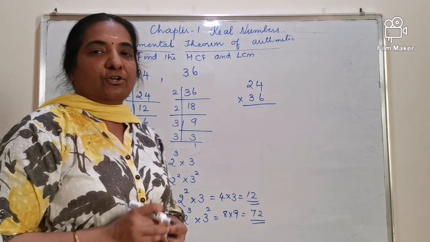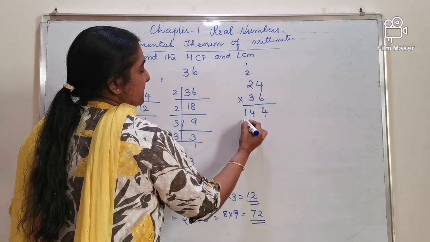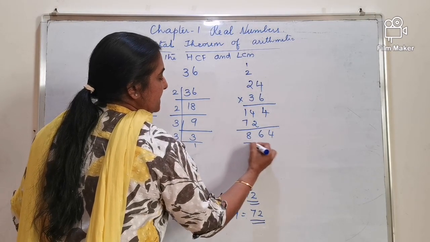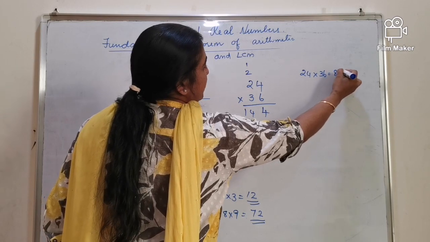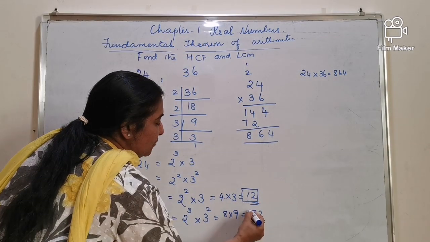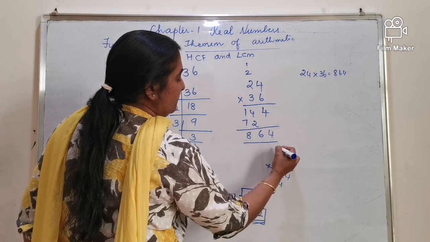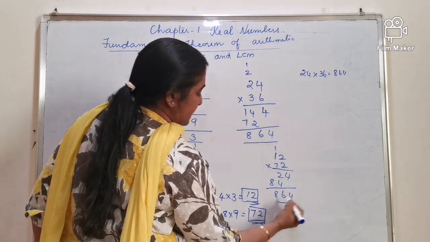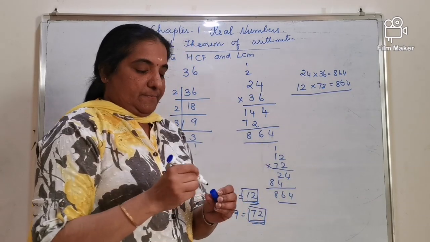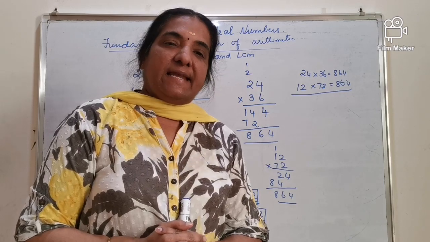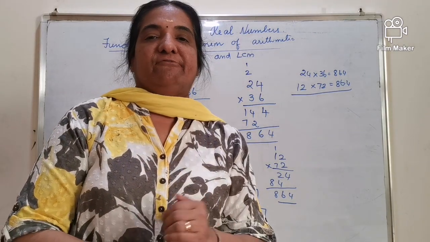Let's find out the product of 24 and 36. 6 4s are 24, 4 3s are 12, 864. Thus the product of the numbers 24 into 36 is 864. Let's find the product of the HCF and LCM. 12 into 72 is 864. Thus, when two numbers are given, the property states that the product of two numbers is equal to the product of their HCF and LCM.